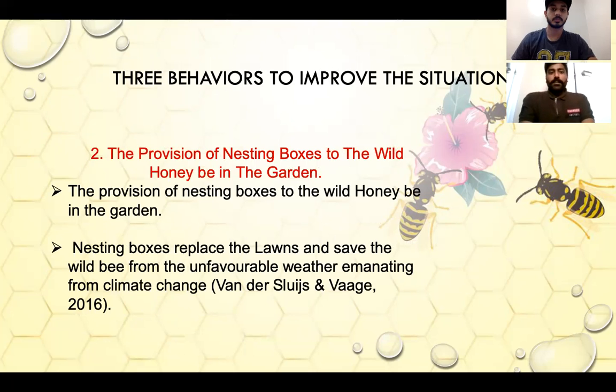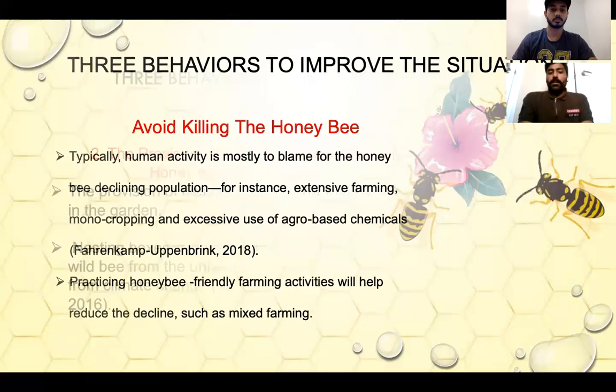Hi everyone. Three behaviors to improve the situation. Here's the second one: the provision of nesting boxes to the wild honeybee in the garden. Nesting boxes replace the lawn and save wild bees from the unfavorable weather emanating from climate change. How can we do that? We should keep the nest in our garden's lawn to protect the honeybees from the harsh weather, providing them a safe ecosystem or a shelter. This helps produce honey in an effective and efficient manner.